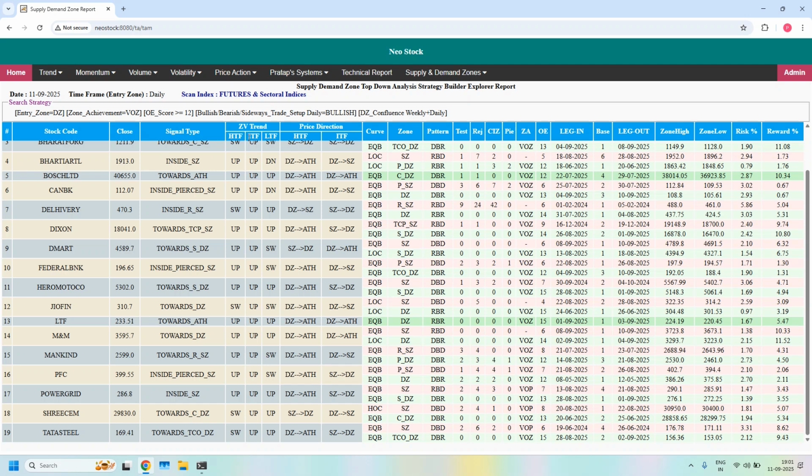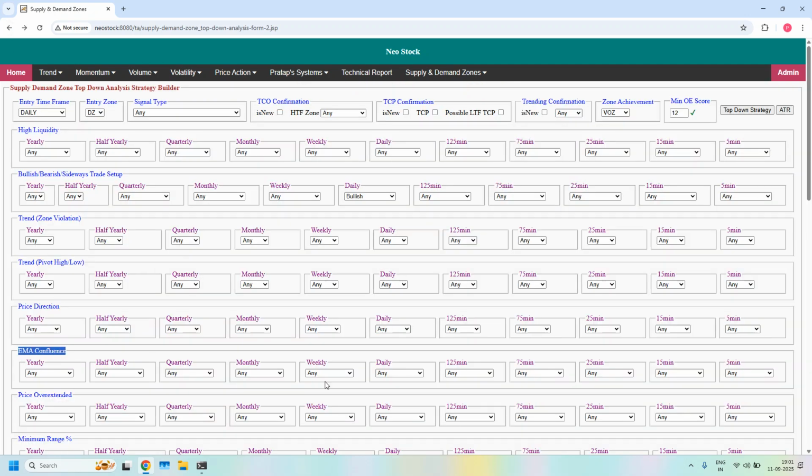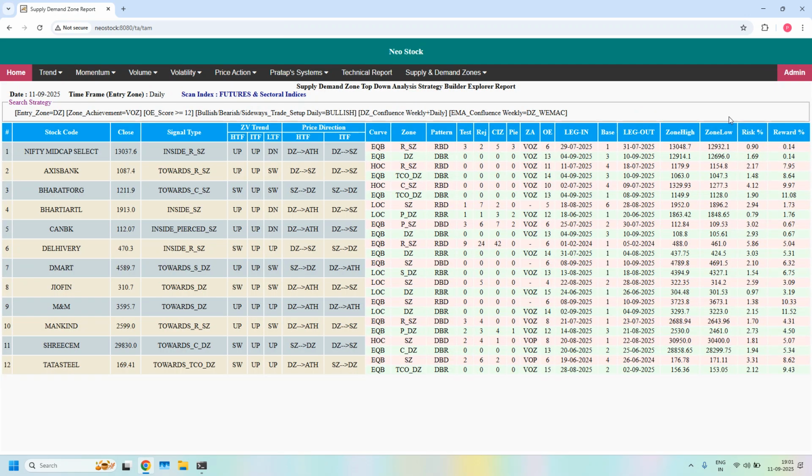And let us filter on weekly demand zone with weekly EMA. Further filter on this list: weekly demand zone with weekly EMA. We got 12 high probability trade setup zones filtered. But only if less than 20 checklist items are satisfied should you plan the trade. Otherwise, there are higher chances of zone violation.